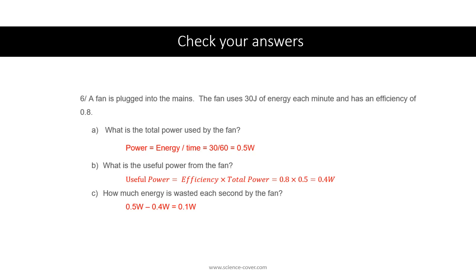What is the useful power from the fan? Well, the useful power is efficiency times total power. So that's 0.8 times 0.5, which gives me 0.4 watts. How much energy is wasted each second by the fan? Well, I can take the 0.4 watts from 0.5 watts, which gives me 0.1 watts. So that's 0.1 joules per second.